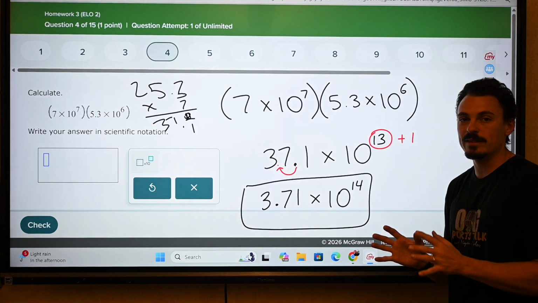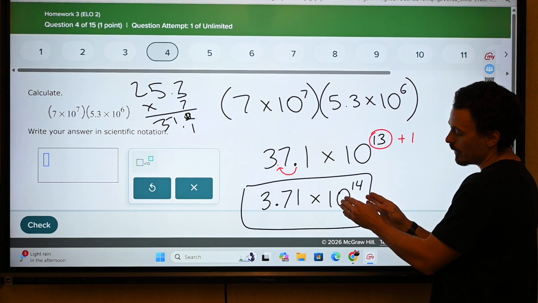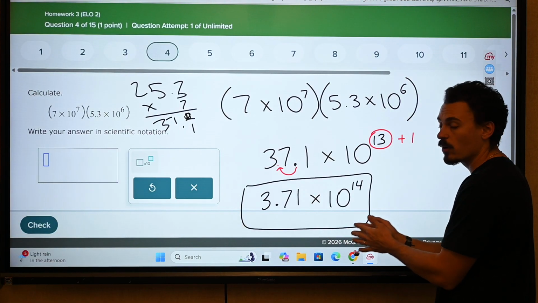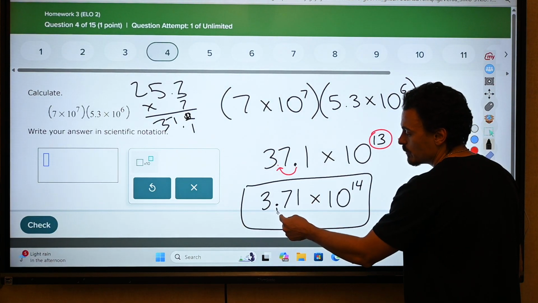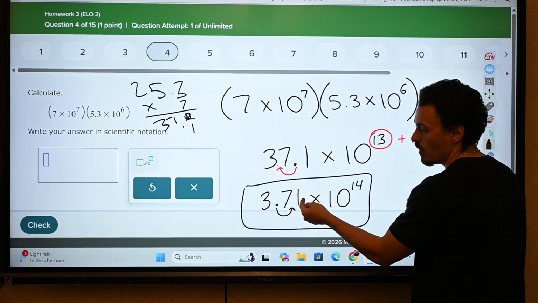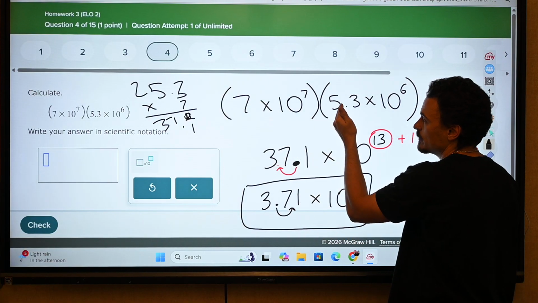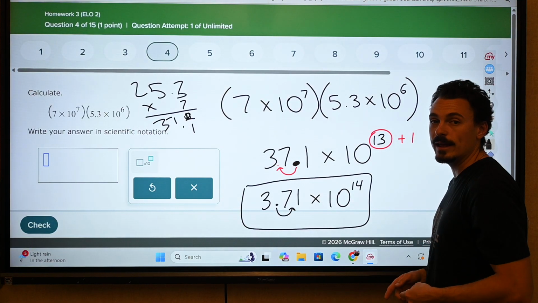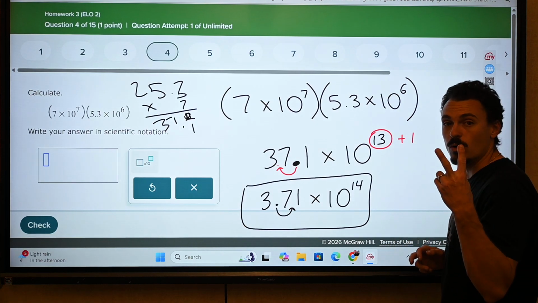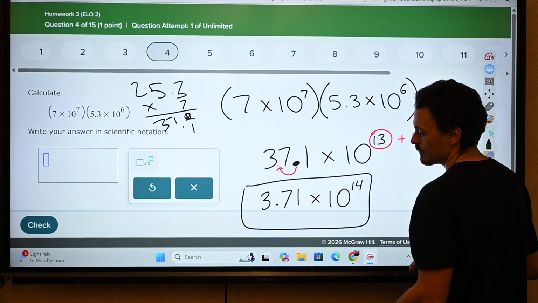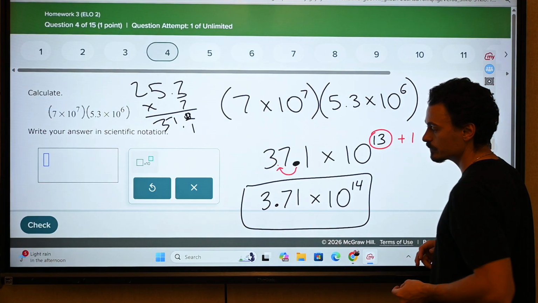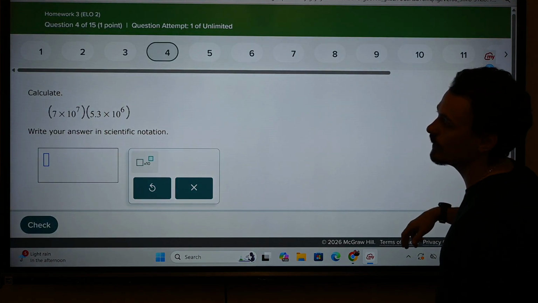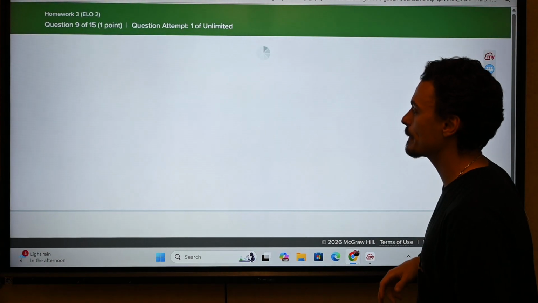If you're confused by this, all I'm doing is putting one more power of 10 in my base right here of 10. I'm using one more power of 10 because my decimal is supposed to be here between the 7 and the 1, right? Because 7 times 5.3 is 37.1. But in scientific notation, you can't write your decimal next to two whole numbers. So you have to put your decimal here, where there's only one number in front. Okay, that was a little long-winded. Sorry about that. Let's move to number 9.